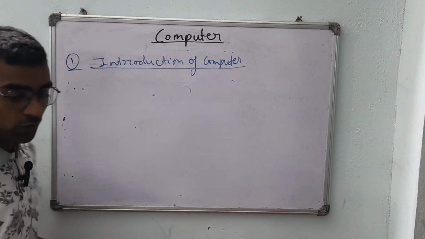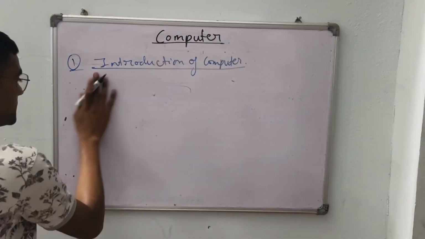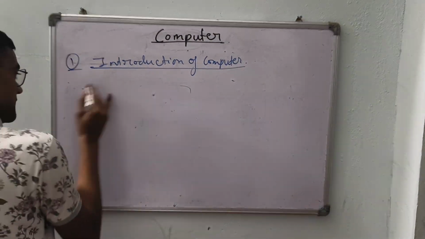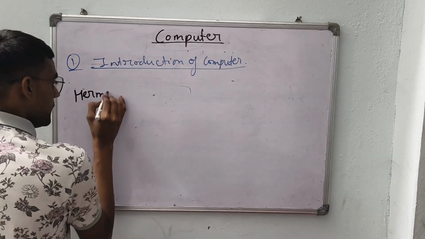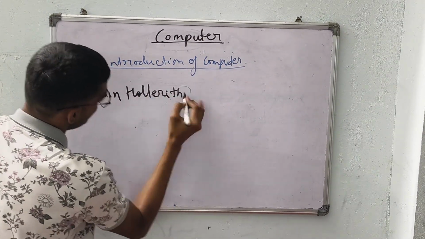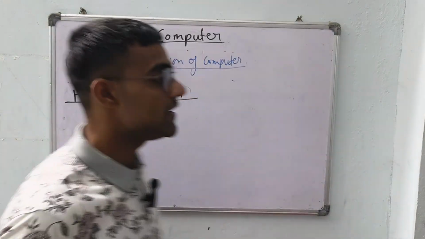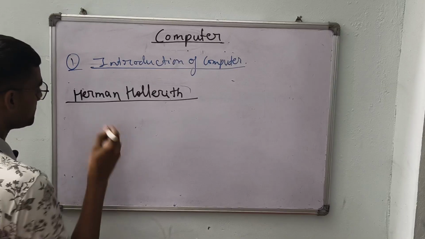Now we will talk about a famous computer scientist. His name was Hermann Hollerith. As we know, he is a famous computer scientist. He is a German American scientist.